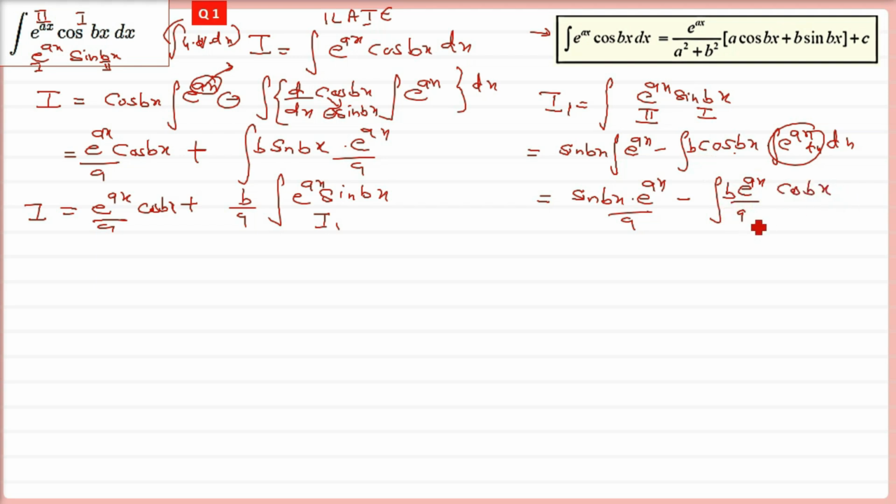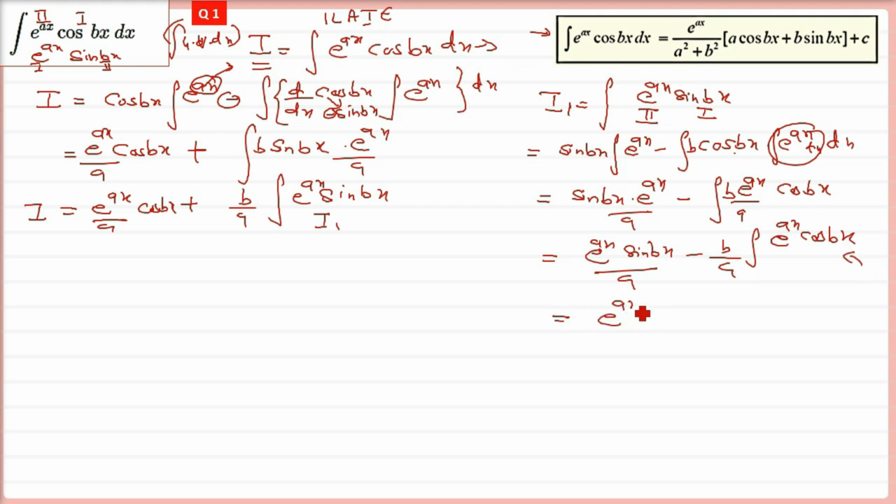So cos bx here. Now to our surprise, you'll see that from where we have started, we have again come back to the same juncture. That is the first term I am writing like that. But here if you take b by a outside, the inside will be e raise ax cos bx. And what is this? I told you that it is going to be regenerated. It will come again. So this is I only. So let me substitute this as I only.